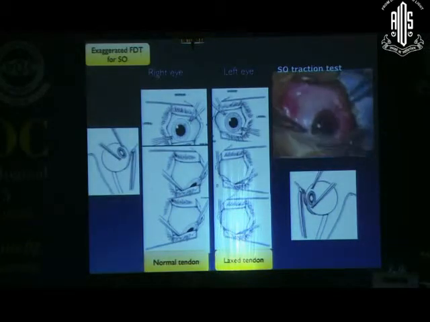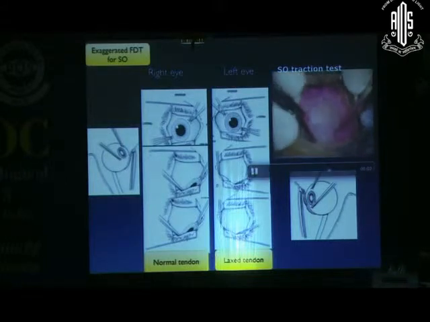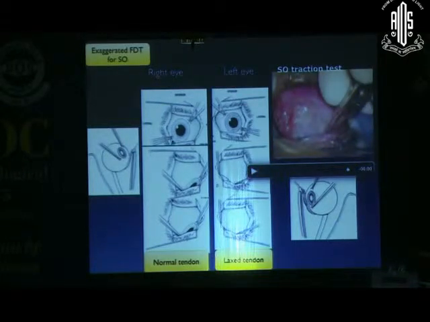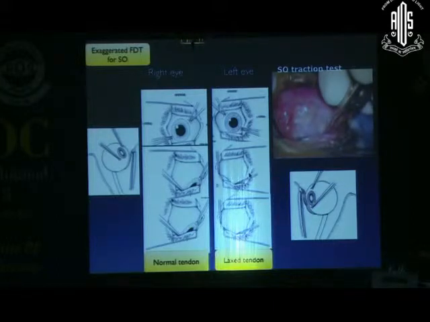Now just a small clip of how you do the superior oblique traction test. You hold the globe at the superotemporal and inferonasal limbus, and you put the globe in adduction, in up gaze, adducted and in intorsion, and simultaneously you press the globe downwards, and just across the tendon you do a back and forth movement, and in a normal tendon you feel a knife edge effect, whereas in case of a lax tendon you will be able to depress it more. Just see this.